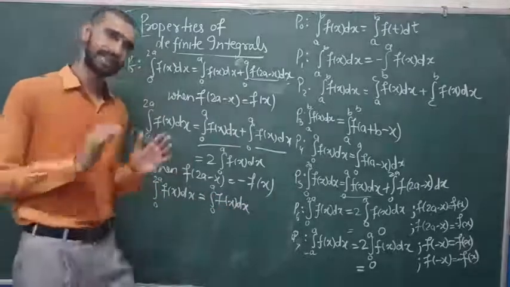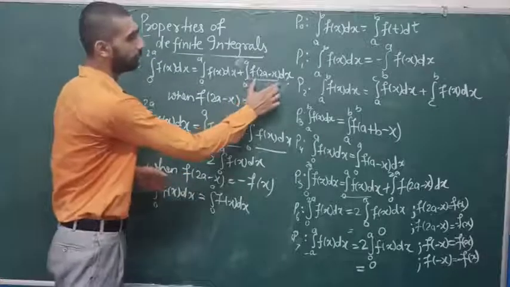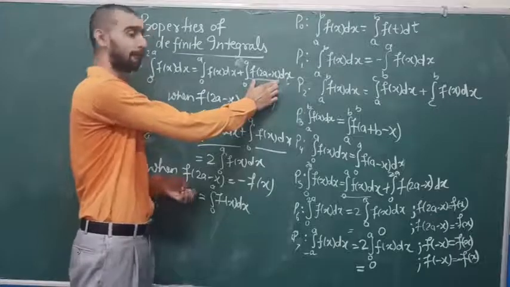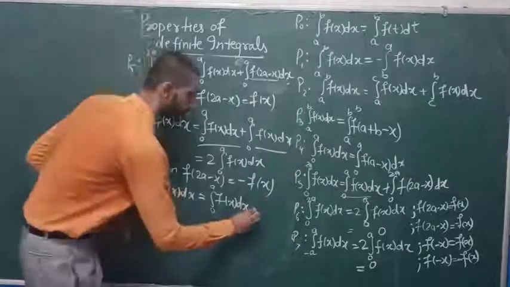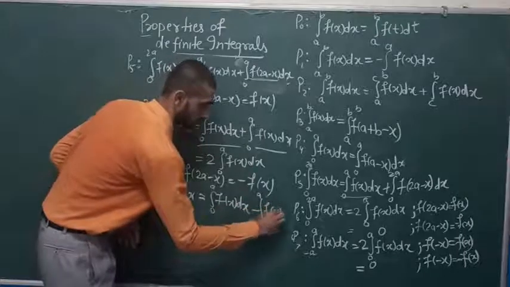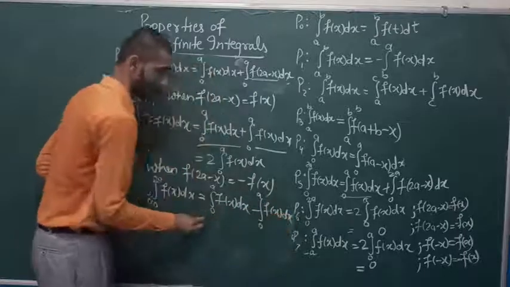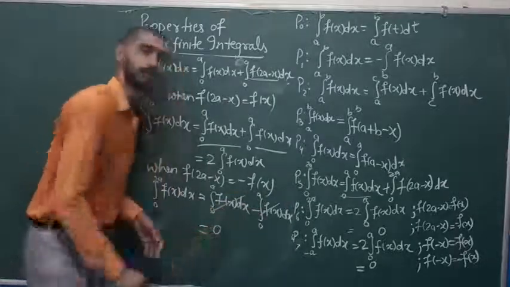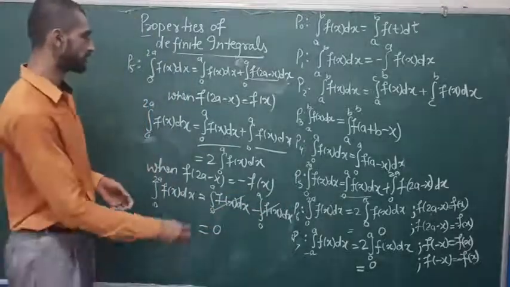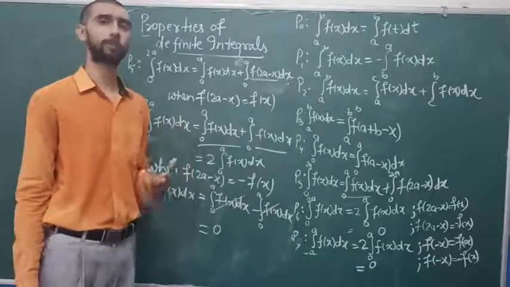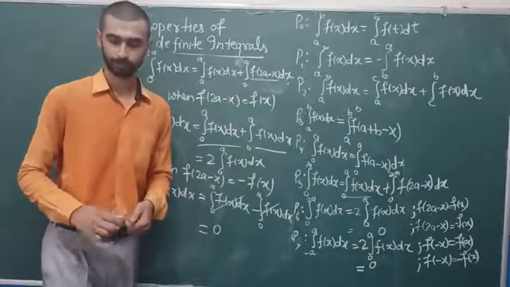First integral is as it is. Now I will put the value of f(2a minus x) equals to minus f(x). So it will become, and both of these will cancel out. It will give 0. So this is the proof for P6. Now our last property of definite integrals.